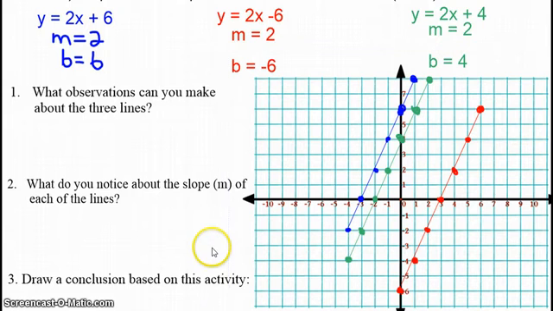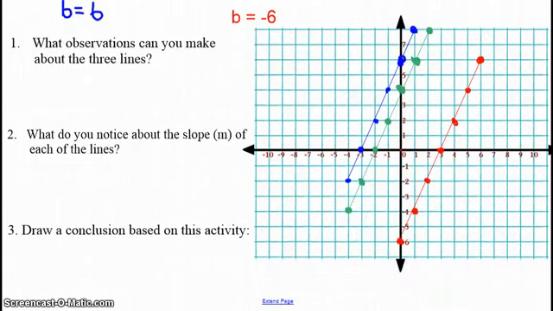So, what I want you to do now is look at our work for these 3 equations and the graph of the 3 equations. And I want you to pause the video and come up with answers to 1, 2, and 3. 1 being, what observations can you make about these 3 lines? What do you notice about the slope, which is your m term of each line? And then draw a conclusion based on this activity. So please pause the video and answer those 3 questions and then check in for your answers.